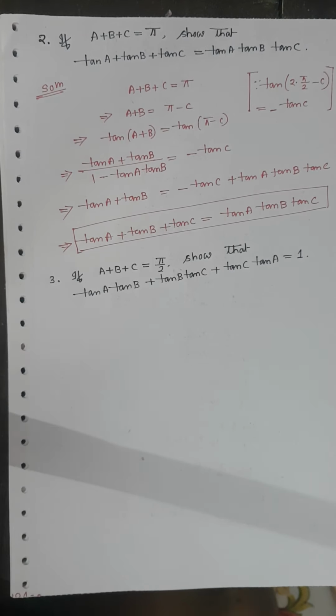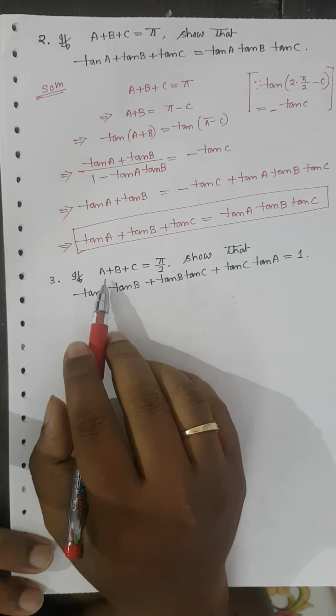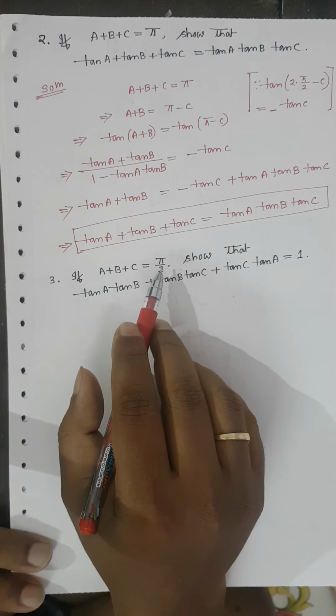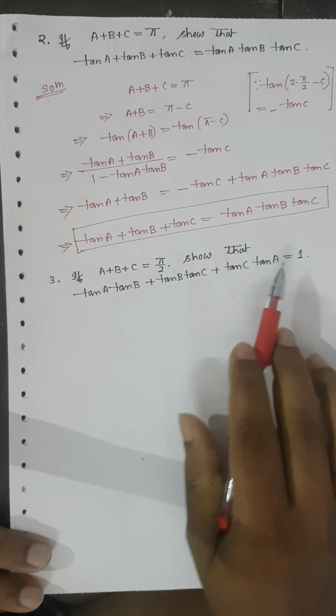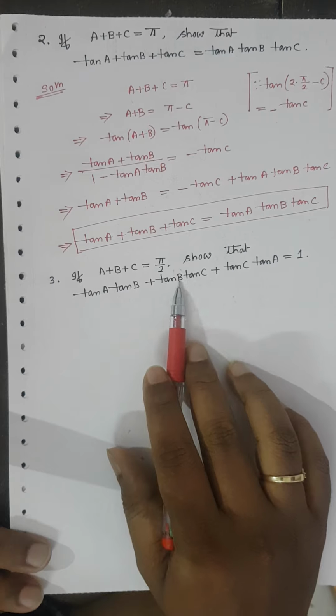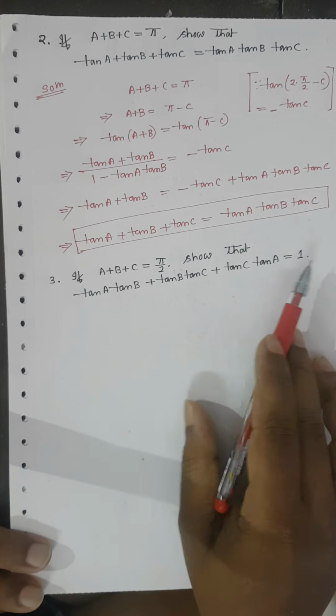Here comes number 3. This is also a very useful identity. You are given that if A plus B plus C is equal to pi by 2, show that tan A into tan B plus tan B into tan C plus tan C into tan A is equal to 1. Okay. So now here the sum of the angles A, B, C is equal to pi by 2, so you need to show that the sum of the products tan A tan B, tan B tan C and tan C tan A is equal to 1.